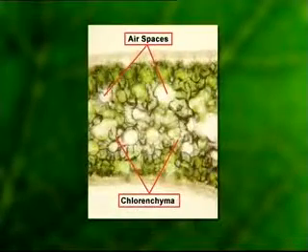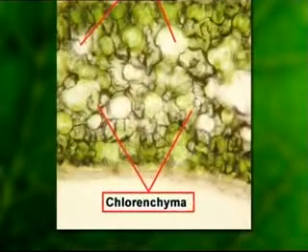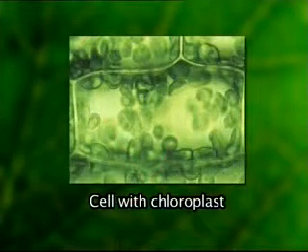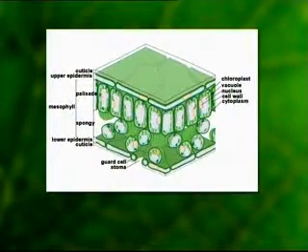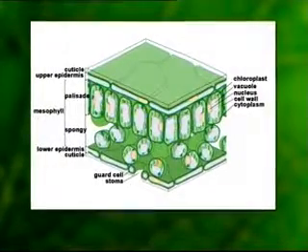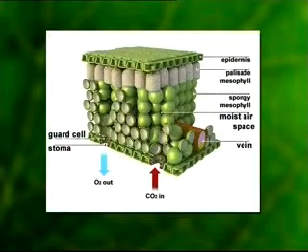The mesophyll cells are also called chlorenchyma, that is, they contain abundant chloroplasts. And then the arrangement of veins, the vascular tissue. The epidermis is the outer layer of cells covering the leaf. It forms the boundary separating the plant's inner cells from the external world.